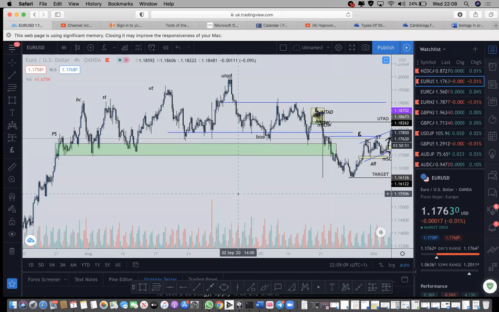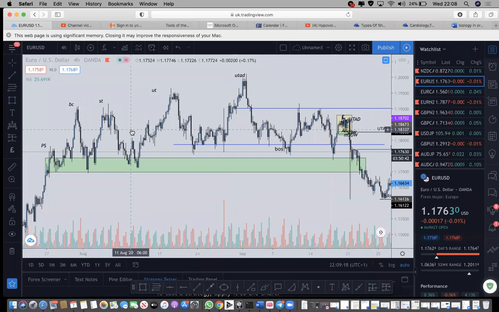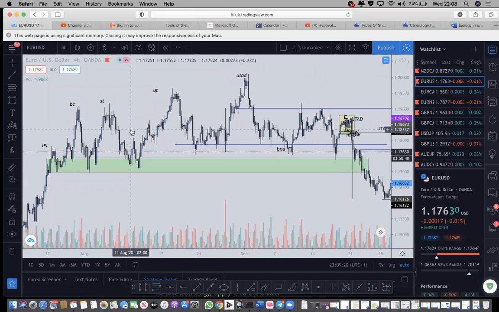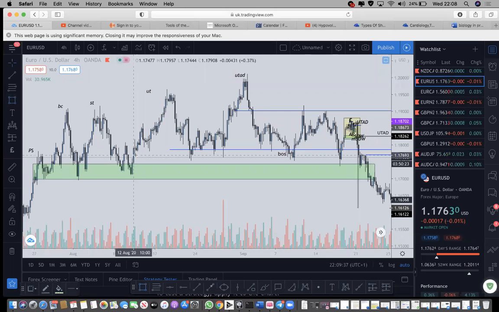Can we do the next example on higher time frame? Yes, we're doing this on a 4-hour time frame, Isha. So your question has been answered straight away. PS by climax, back inside the PS consolidation, ST, back inside the ST, the PS consolidation, UT, and look where price stopped in the UT imbalance.